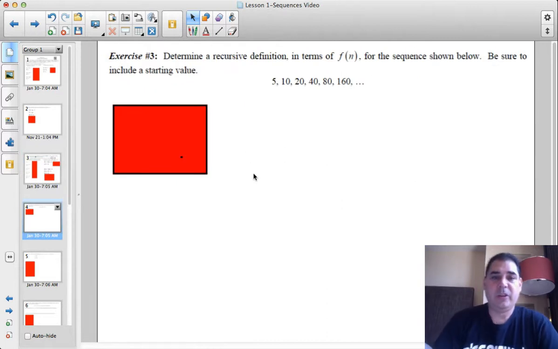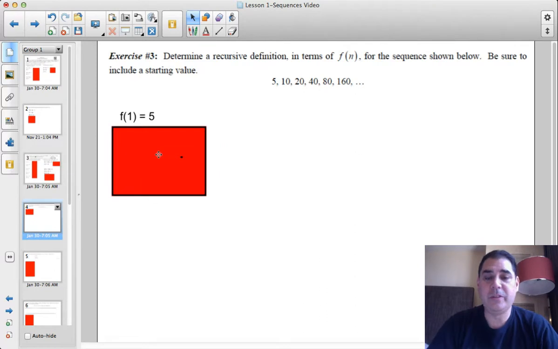All right, number 3, determine a recursive definition in terms of f of n for the sequence shown below. Be sure to include a starting value. You need the first term, okay, and they want us to use f of n. So the first term, f of 1, is going to be 5. So f of 1 is 5.